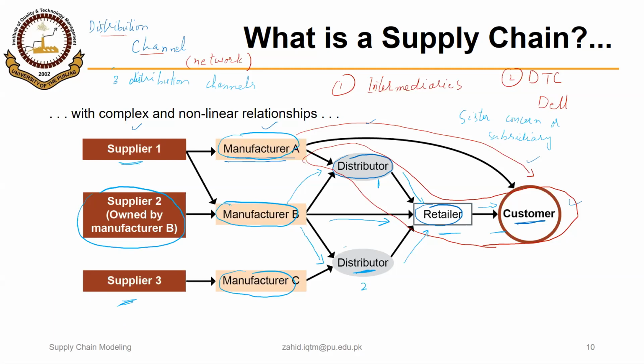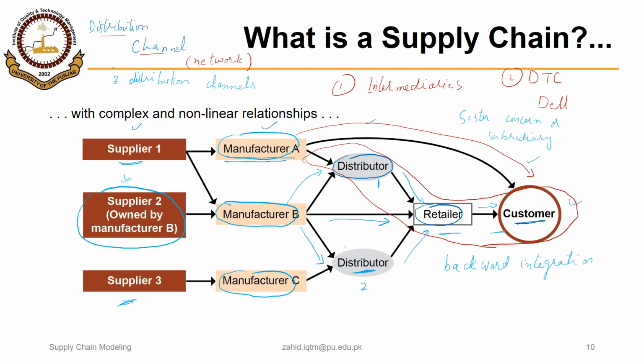So might be that was not the case initially, and it was done using backward integration that we will see later what it is. Backward integration. So that might be the result of backward integration. So supplier 2 might not be the part of manufacturer B initially, but manufacturer B acquired it later on, or merged it with its organization later on.